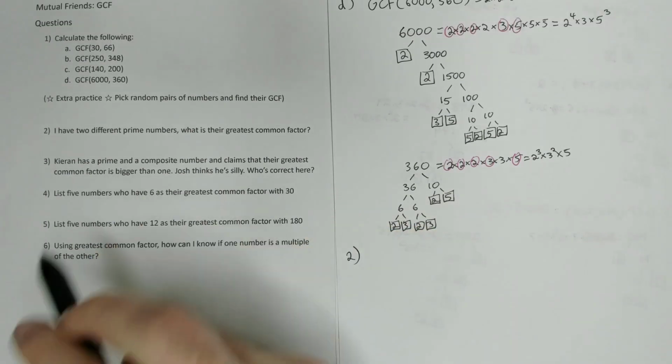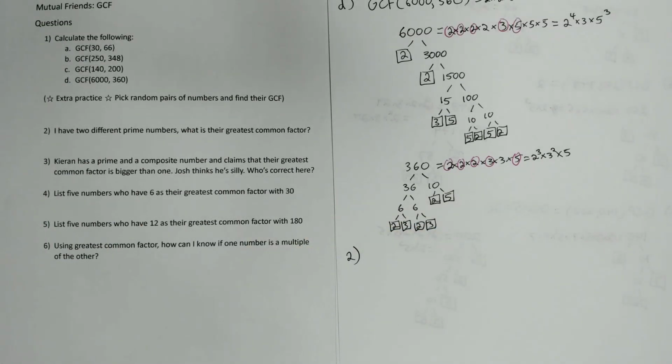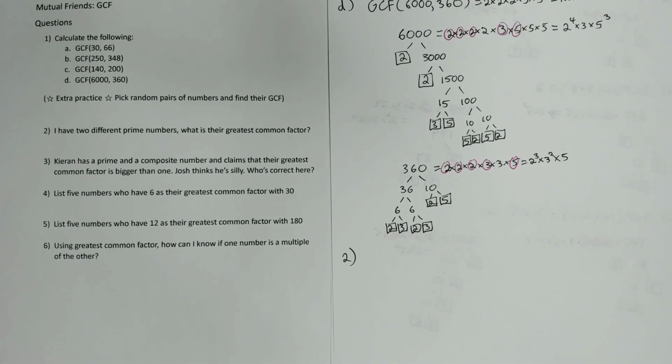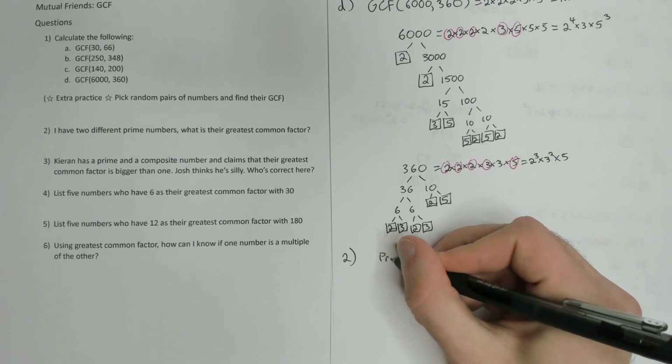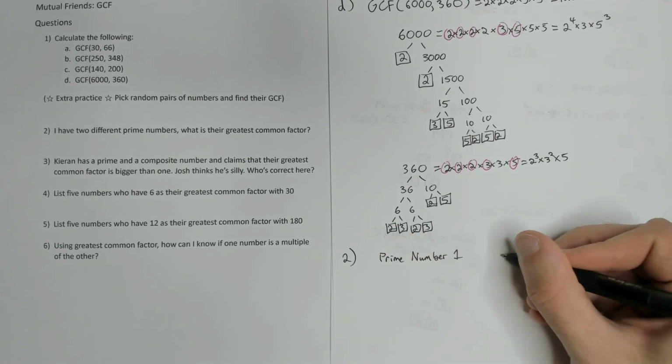I have 2 different prime numbers. What is their greatest common factor? Okay, so we don't actually know what these numbers are, so we're not going to be able to prime factorize them. And besides, they're prime numbers, right? So their prime factorization will just be themselves. So what we have to do for this is actually just consider, what does it mean to be a greatest common factor? So I'll write prime number 1 and prime number 2.